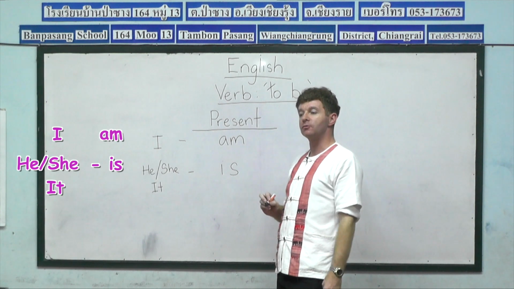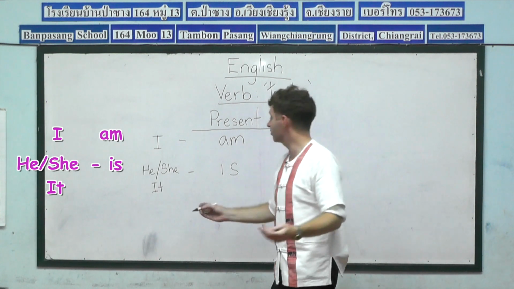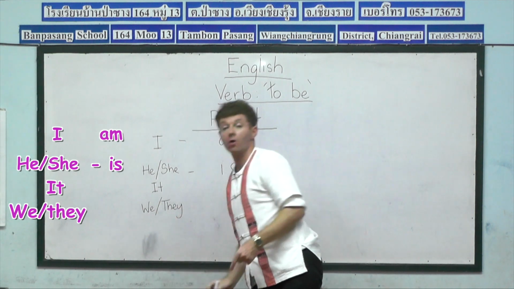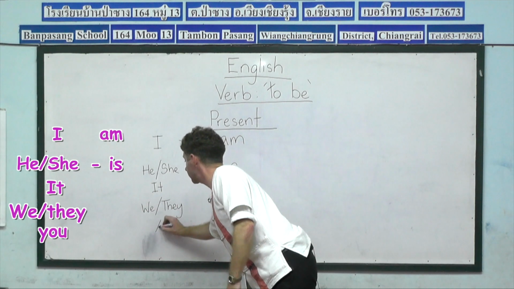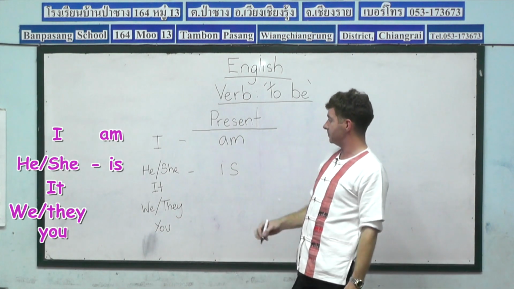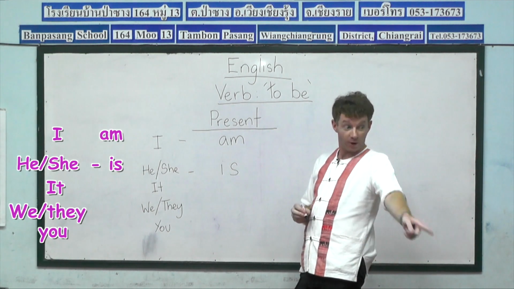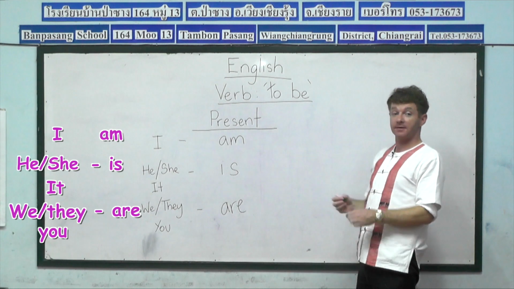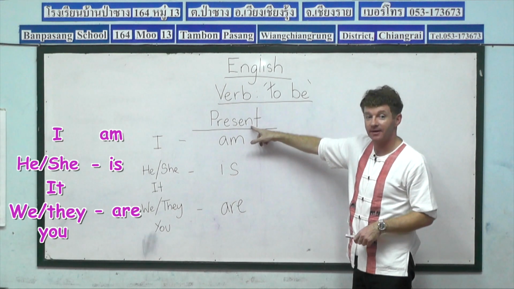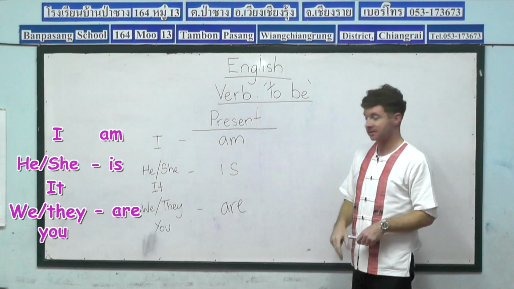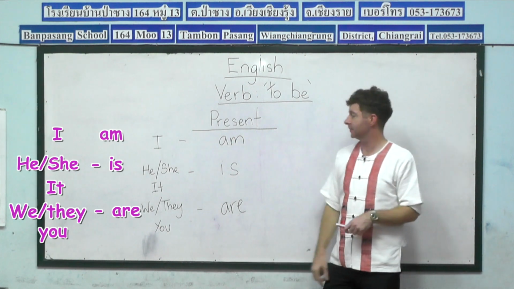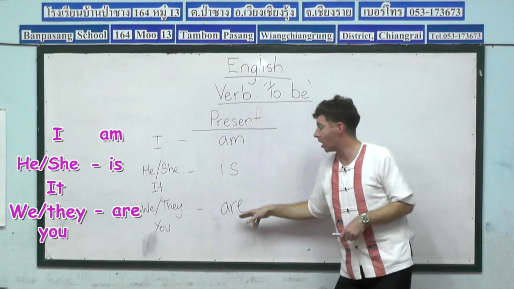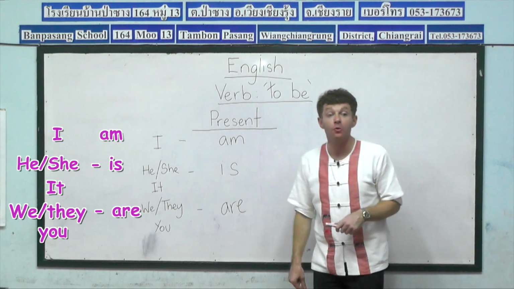How about if we use the plural subject pronoun we or they? W-E. Or we refer to somebody else as you. Y-O-U. We won't say we am, they is. What do we say? We are. Excellent. Well done. So you can see, verb to be in the present tense, am, is, are. I am. He is. She is. It is. We are. They are. You are.